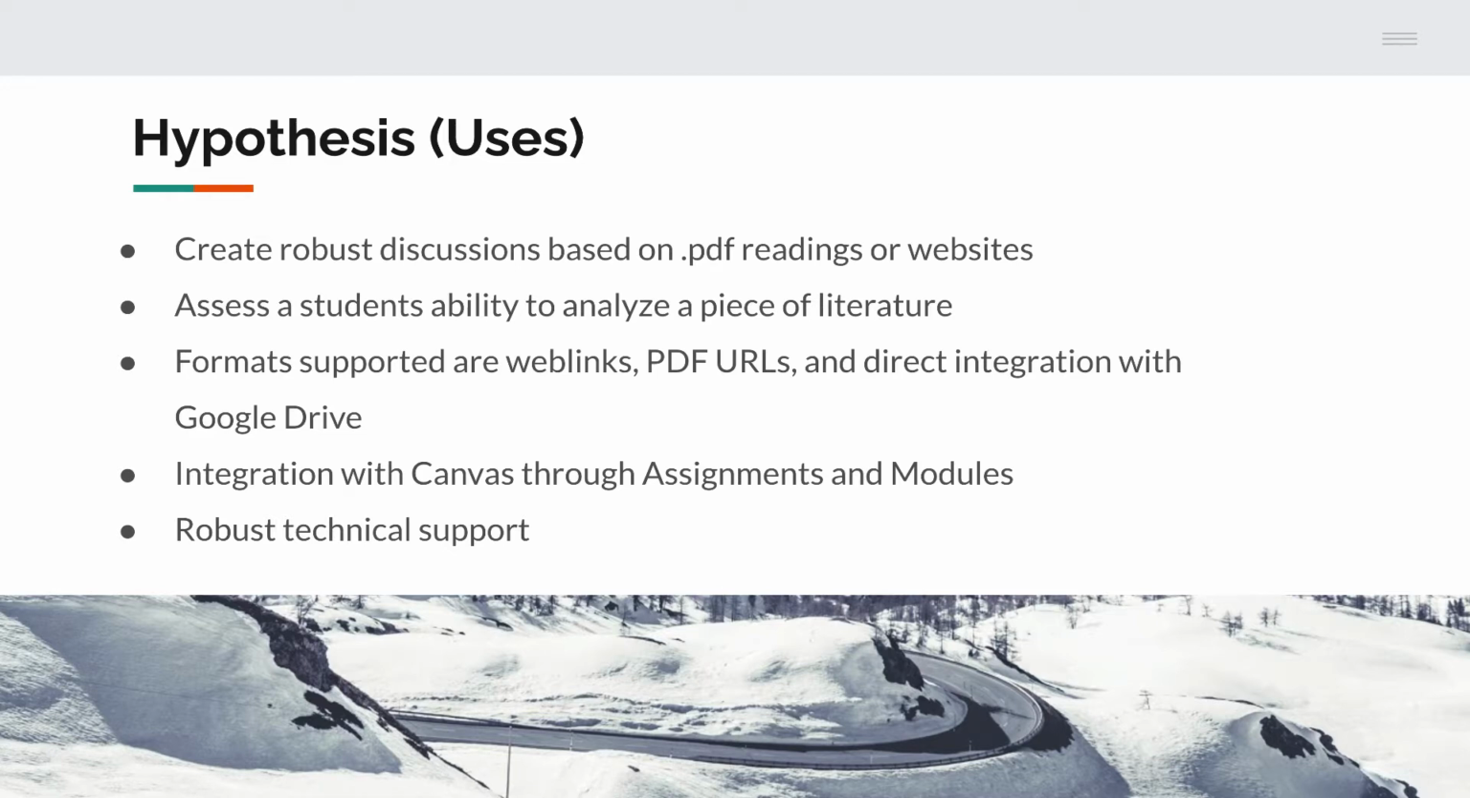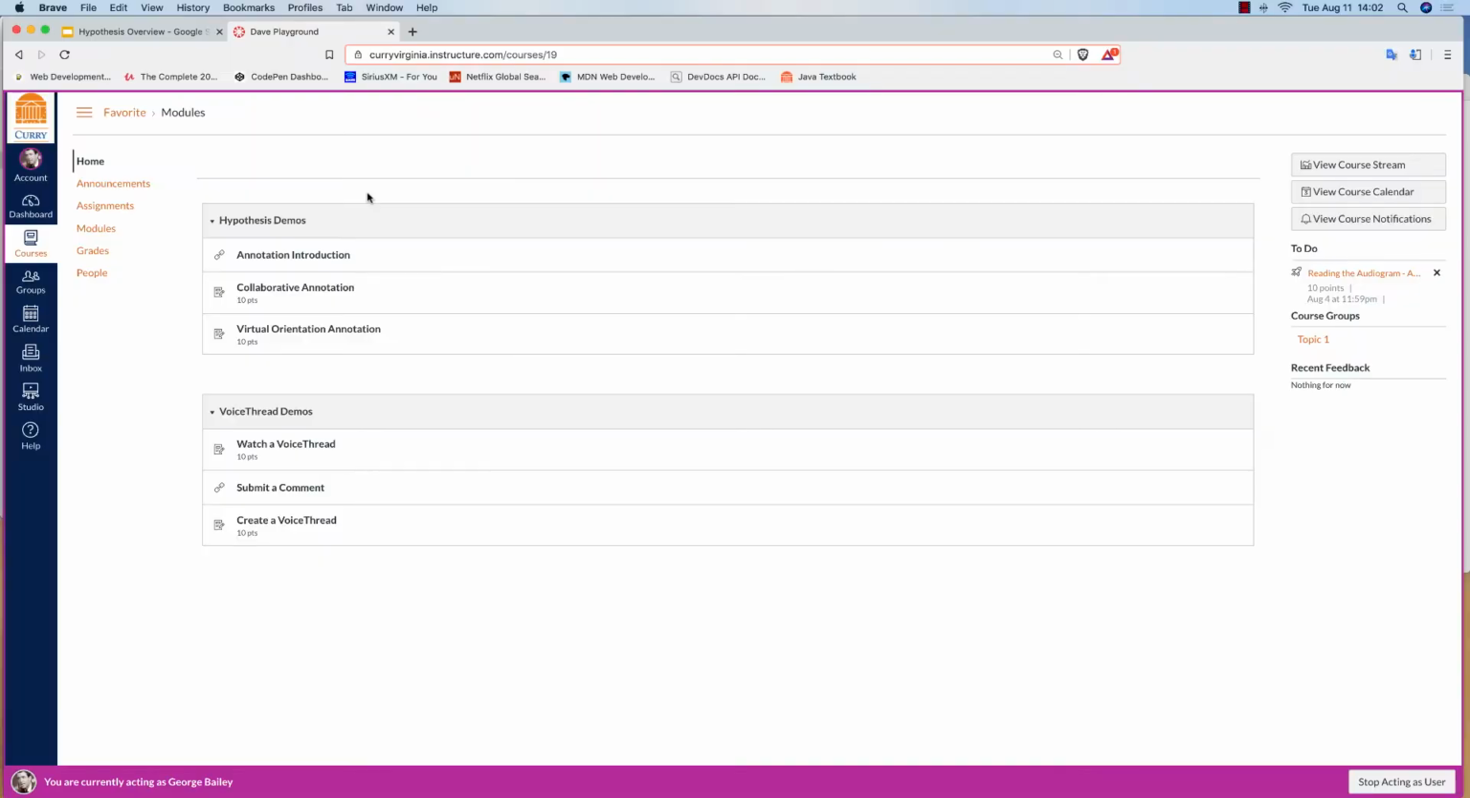Formats supported in Hypothesis are web links and PDF URLs, and it also includes direct integration with Google Drive as well as the files in Canvas. You'll also be able to integrate through Canvas with assignments and modules. And note that because Hypothesis is a paid product, we have available robust technical support. Now let's take a look at Hypothesis and how it works and how it integrates within Canvas.